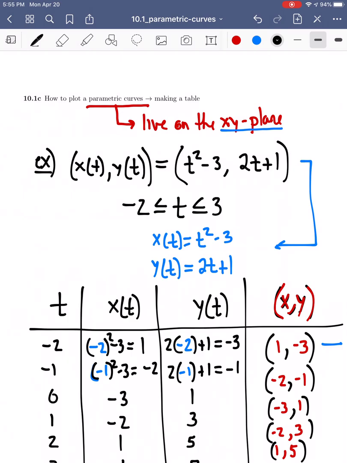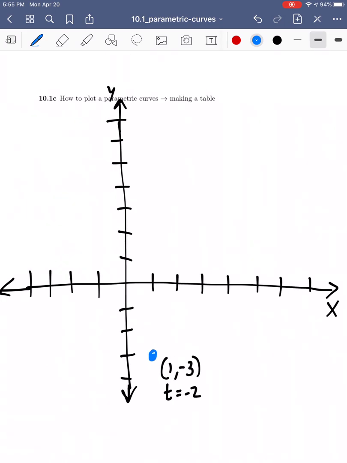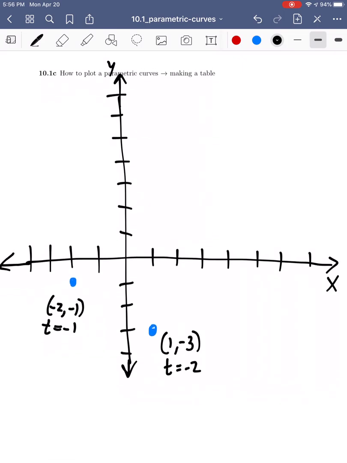Our next point was at minus 2, minus 1. So x is minus 2, y is minus 1, so we're down there. And that was when t is minus 1. I'm just plotting these t values along with the points. In general, we don't need to plot these values. I just want to make sure we're on the same page for this plotting exercise.